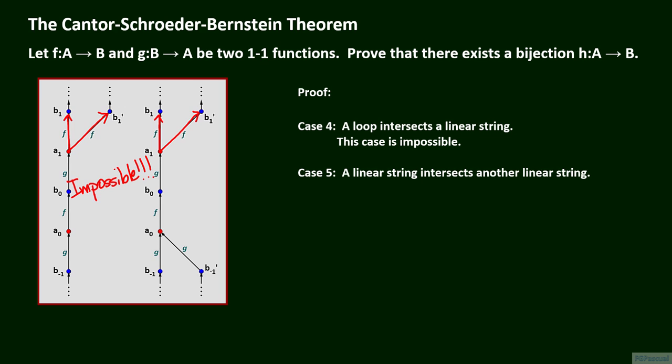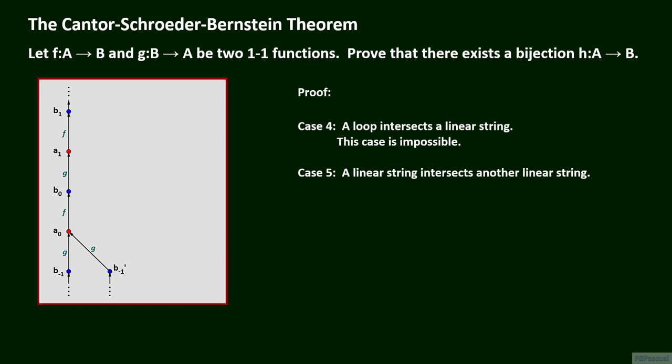There is one other possibility in that the two linear graphs stay distinct at first and then eventually merge. Let us suppose that the two strings merge at an element a sub 0 of set A. Along one graph, g of b sub minus 1 is a sub 0.